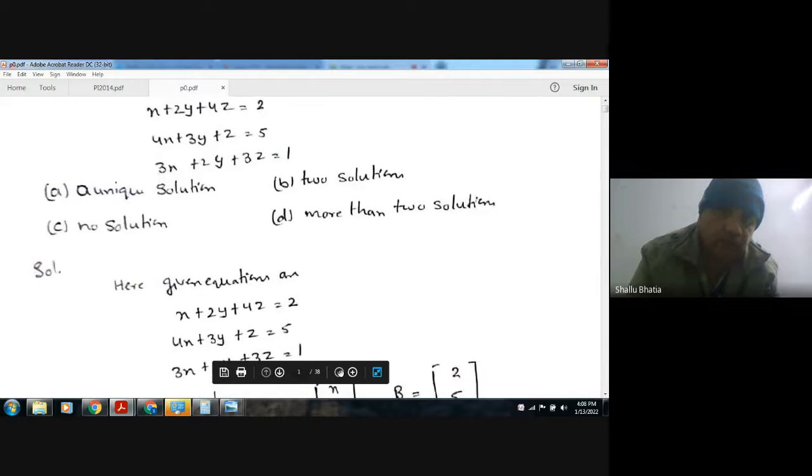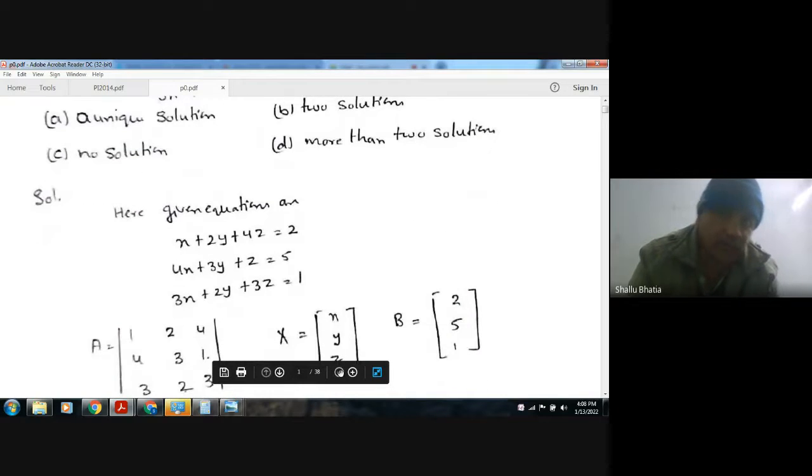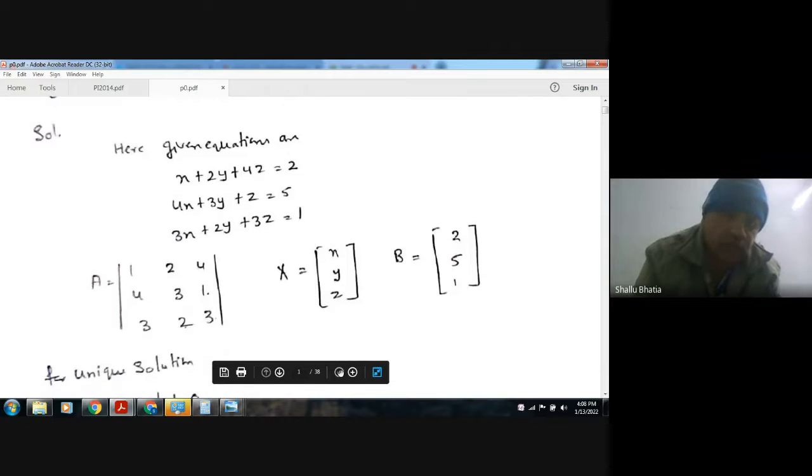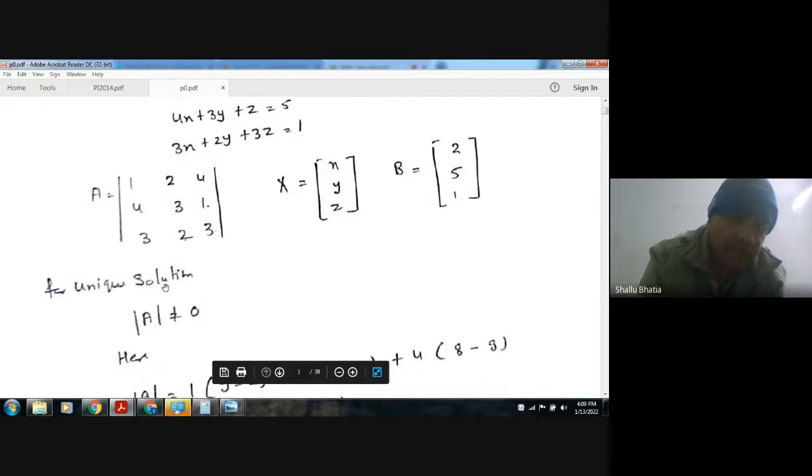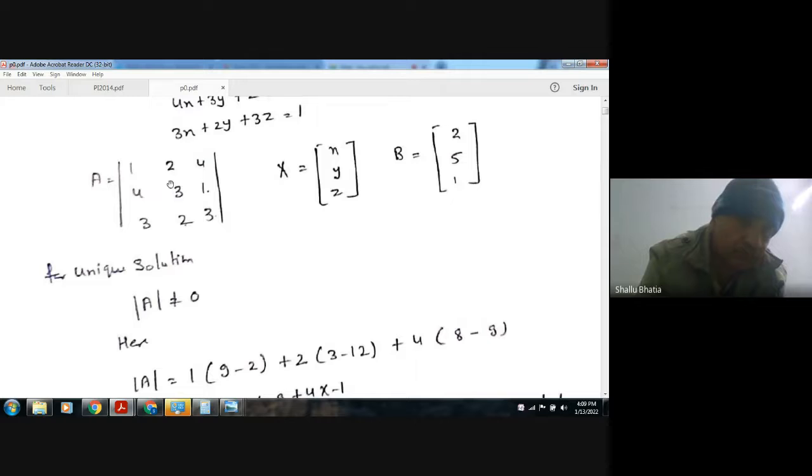Okay. So the given equations are x plus 2y plus 4z is equal to 2, 4x plus 3y plus z is equal to 5, and 3x plus 2y plus 3z is equal to 1. From this we can form a matrix A, that is 1, 4, 3, 2, 3, 2, and 4, 1, 3. The second matrix is x, y, z, and the third matrix is b. So for a unique solution, the determinant of this matrix should not be equal to 0. So finding out the determinant of this matrix.